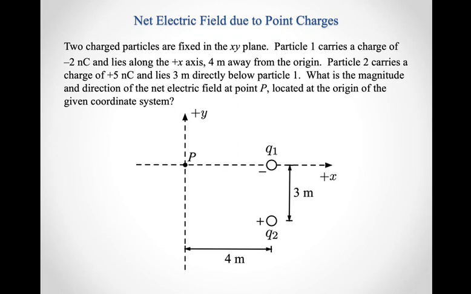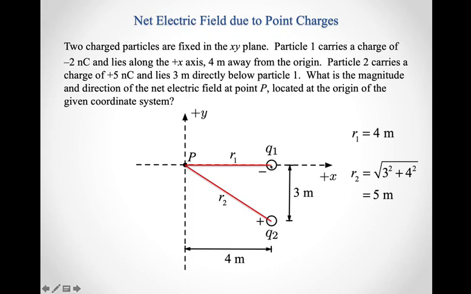So when I look at particle 1, I can see that it is 4 meters away from point P. So if point P sits at the origin, particle 1 is 4 meters to the right of the origin, then the distance between particle 1 and point P has got to be that 4 meters. Particle 2 sits on a right triangle where I know that one of the sides is 4 meters, the other side is 3 meters, and so I can use the Pythagorean theorem to get that distance along the hypotenuse. Square root of 3 squared plus 4 squared, that's 5 meters.